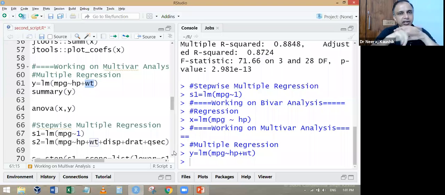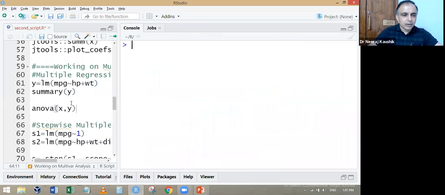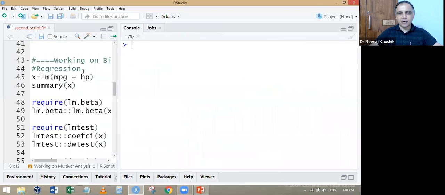whether the weight is contributing significantly. Remember, there's a first one, there's a second one. Then we can use the command ANOVA. It's not one-way ANOVA. One-way ANOVA command will be AOV, analysis of variance. ANOVA means it's for model checking. Please remember once again, what is X? X means LM, MPG depends on HP. This is X. Let me run it.